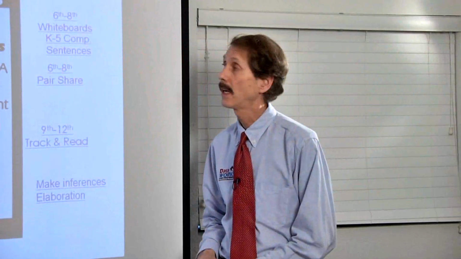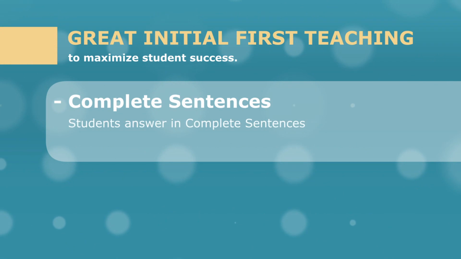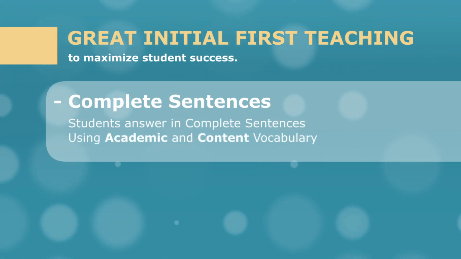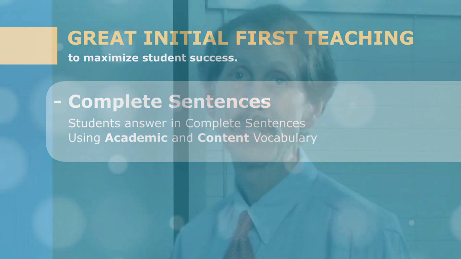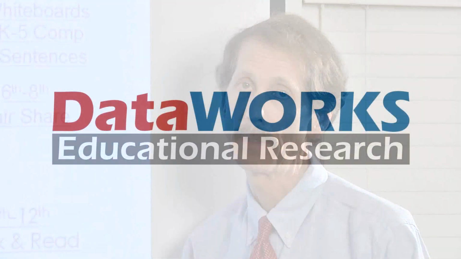Now let's look at our second norm. It's complete sentences. Have students answer in complete sentences using academic and content vocabulary. Instead of saying, my answer is 6, students should be saying, the perimeter is 6, or the perimeter of the polygon is 6. It's very important. This helps further the goal of the Common Core standard where we're using what academic and content vocabulary.